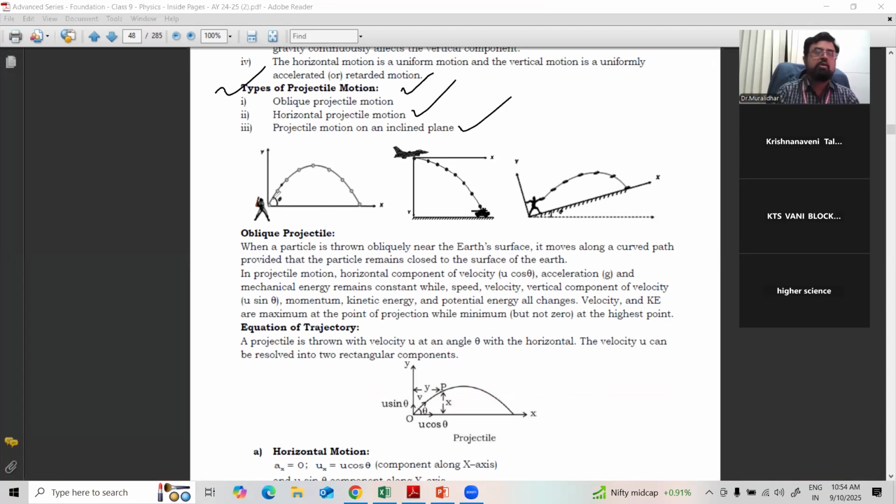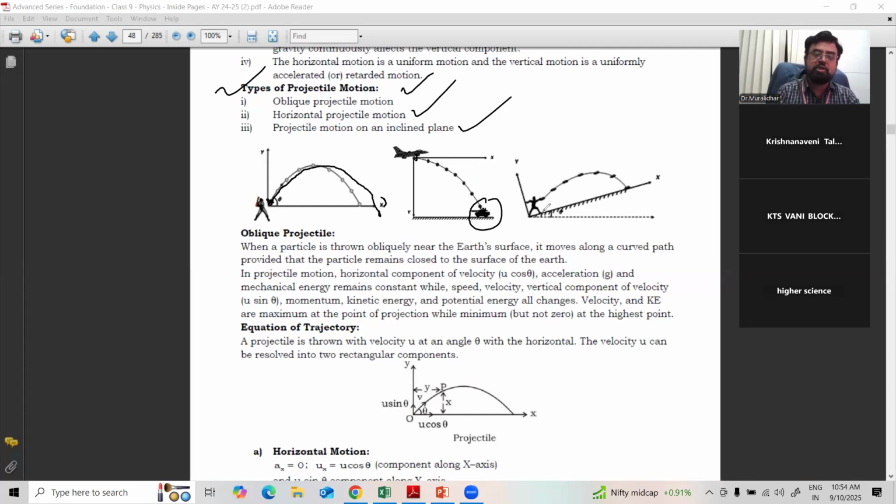See, oblique means regular. Suppose you are hitting a ball from the ground. It will follow a path called a parabolic path. So this is called oblique, from ground to ground. Whereas from a certain height, suppose you are traveling by flight and you drop a bomb, it will follow a path like this and hit a particular car. This motion is called horizontal projectile motion.